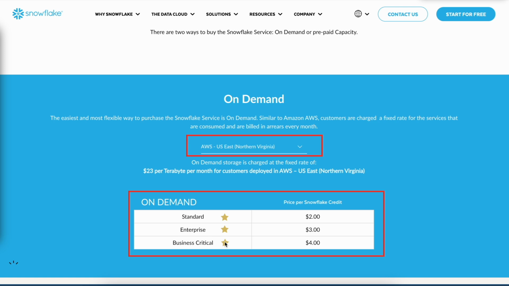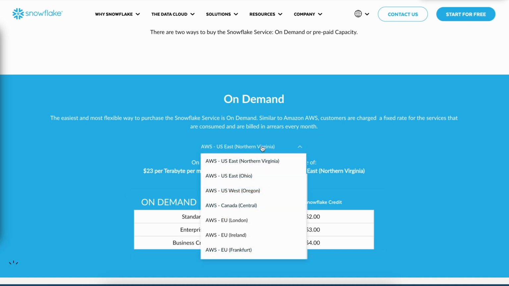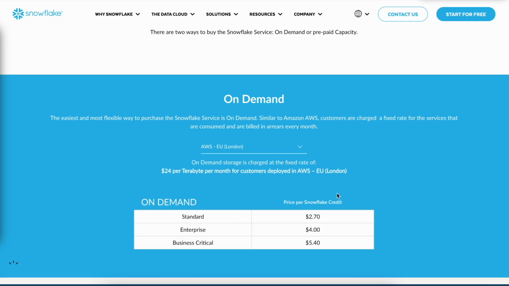So if you're running your workload, whether it is serving any query or not, Snowflake compute is up. The standard edition will cost you $2, followed by the enterprise edition at $3, and business critical at $4. Now let me change this cloud provider and see how the price changes. So now I am going to use AWS EU London. For this particular selection, my standard price goes from $2 to $2.70. Enterprise goes to $4, and my business critical goes to $5.40.